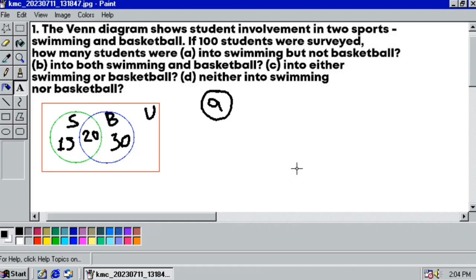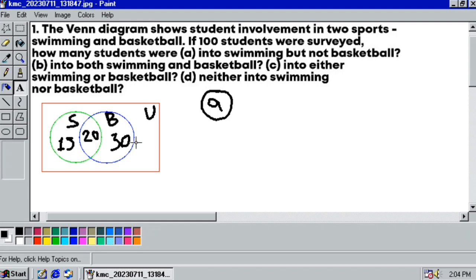The Venn diagram shows students' involvement in two sports, swimming and basketball. If 100 students were surveyed, how many students were into swimming but not in basketball, into both swimming and basketball, and so on? So first, let's find letter A, into swimming but not basketball.